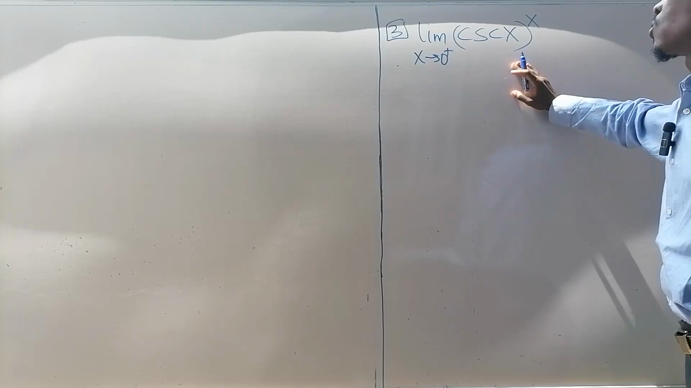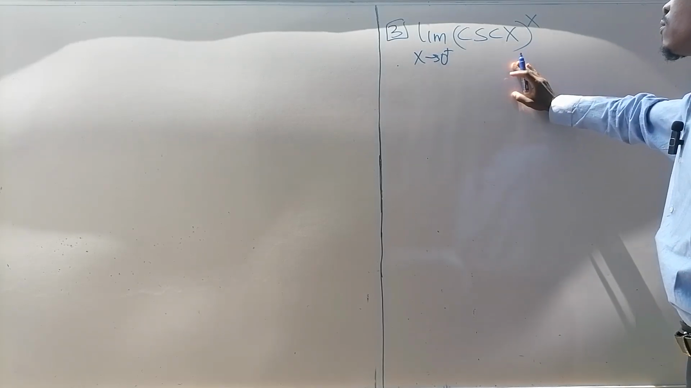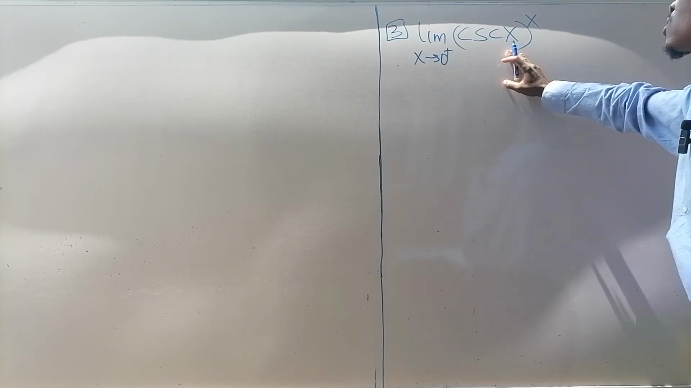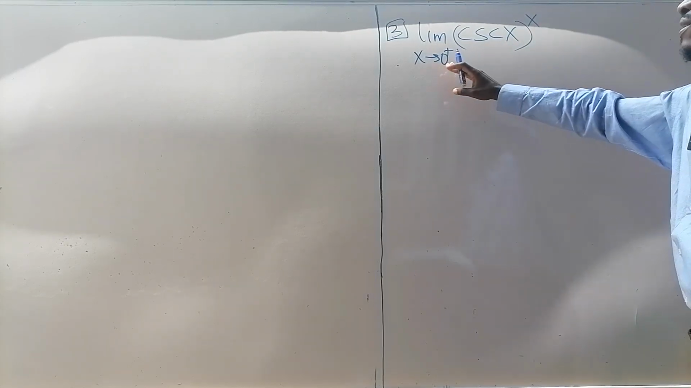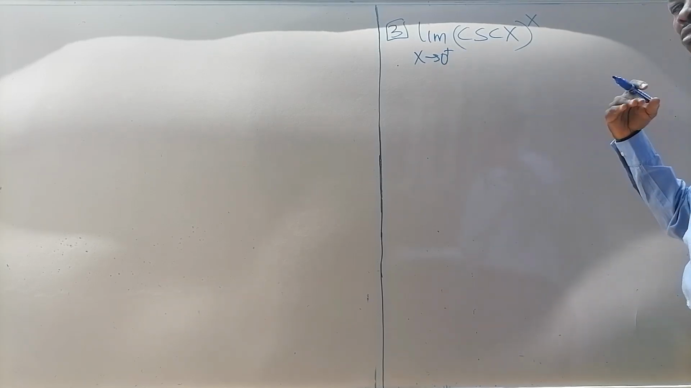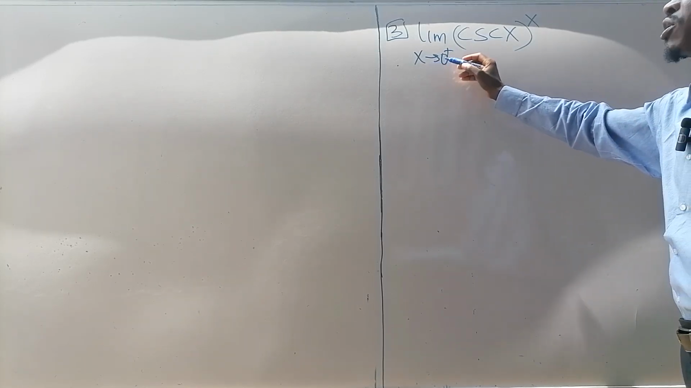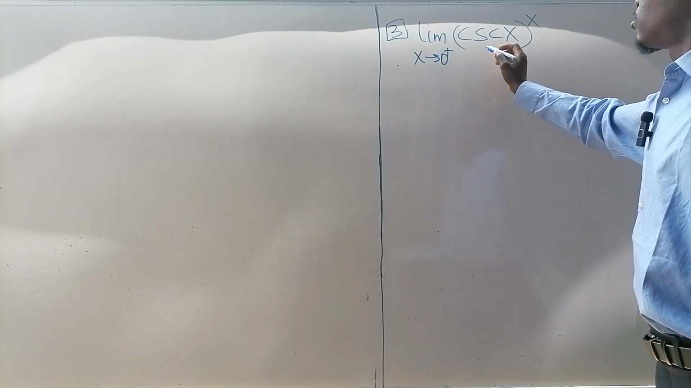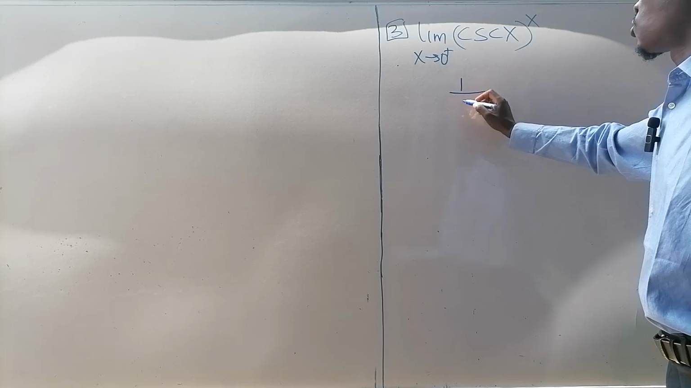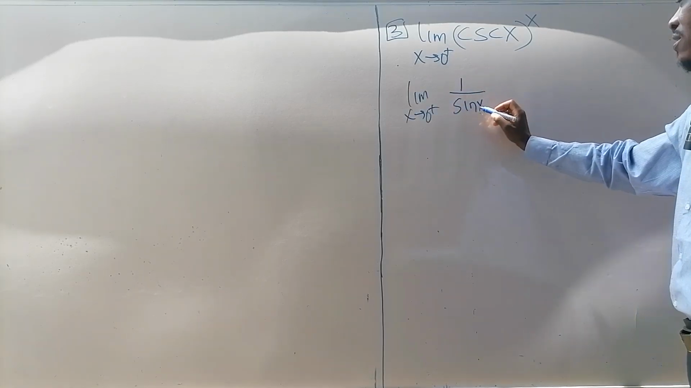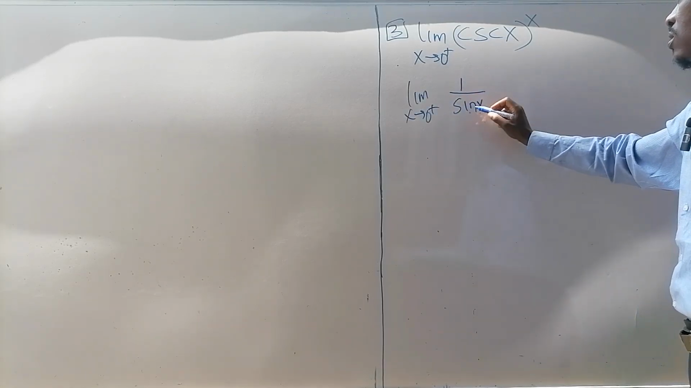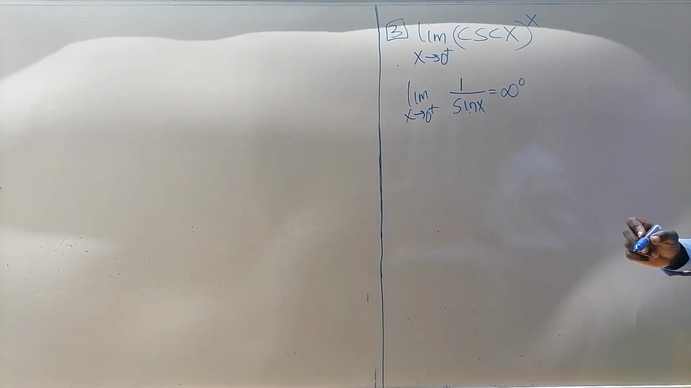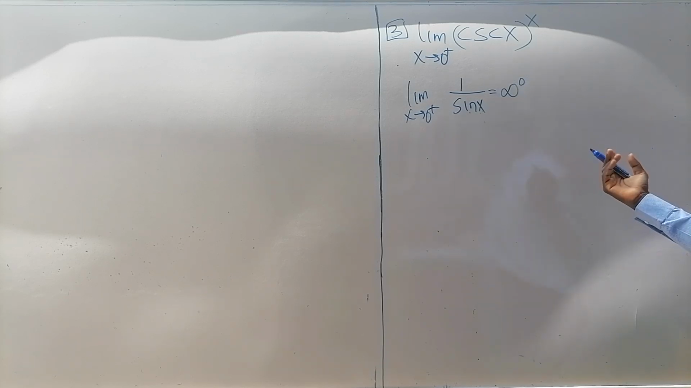Yeah, the third question: we have the limit of cosec x, which is CSC x, to the power of x as x tends to 0 from the positive side, I mean, x is more than 0. The first thing we have to do is to break this cosec down. Cosec is 1 over sine. So sine 0 is 0, giving 1 over 0. That's infinity to the power 0. So that is the indeterminate form that we have in this case.